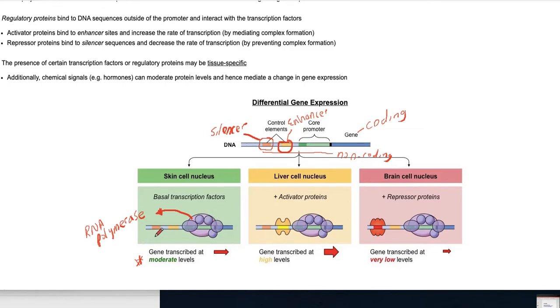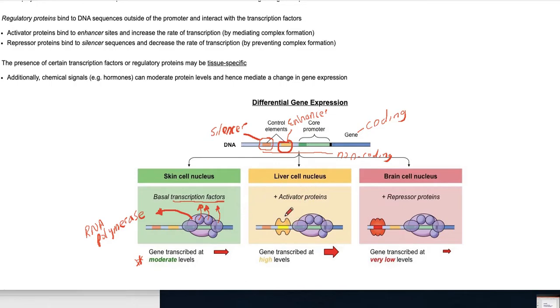But remember that I told you before that RNA polymerase cannot function unless there are transcription factors. So these little circles here that are attached to the RNA polymerase, we call those transcription factors. And here they're called basal transcription factors because they're found in the skin. Once the transcription factors are attached, RNA polymerase is going to do its thing, and it's going to transcribe that gene coding region of DNA.